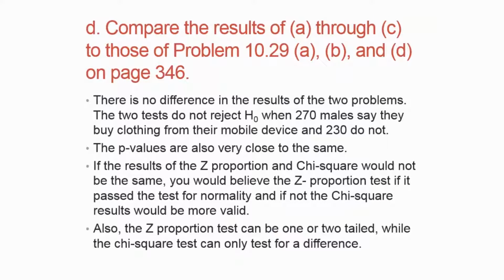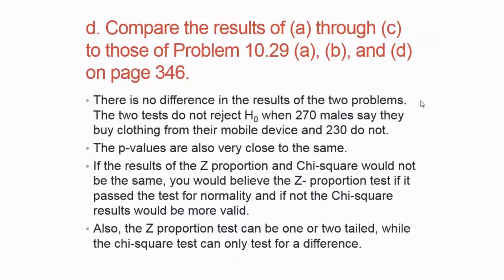So now what we want to do is compare the results of this problem with problem 10.29, parts A, B, and D, which are the previous one that we worked on page 346. So our conclusion is there's no difference in the results. The 2 tests do not reject the null when we use 270 males. The p-values are pretty close to the same.